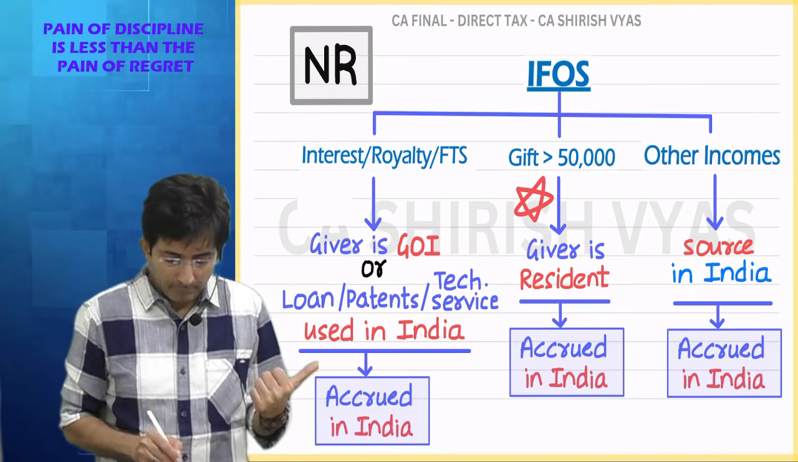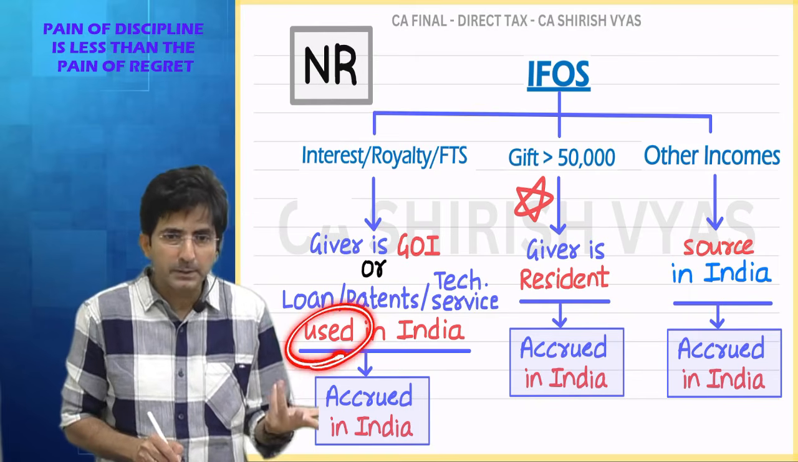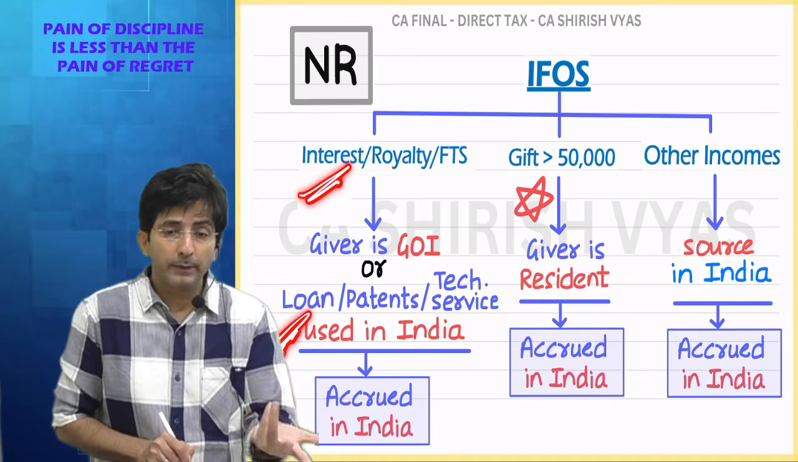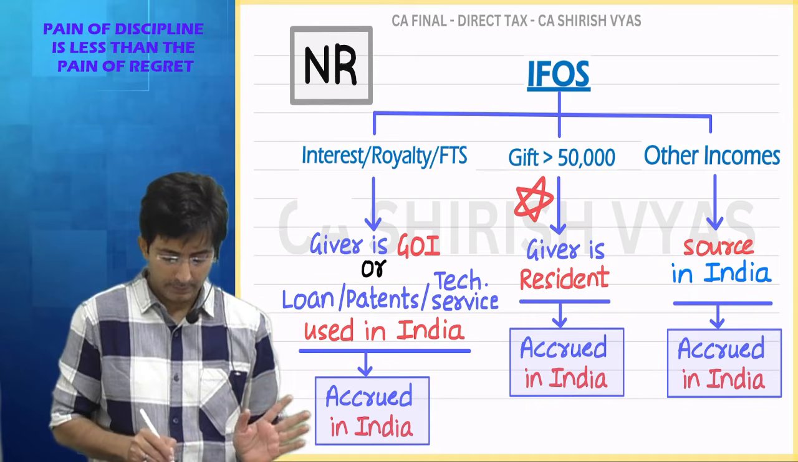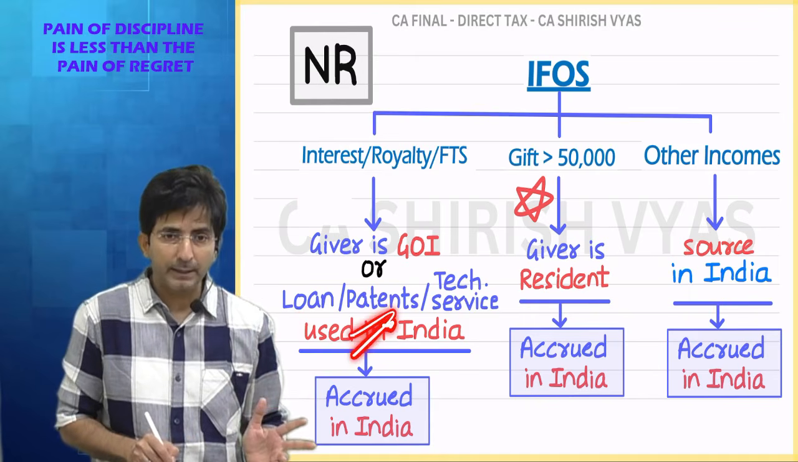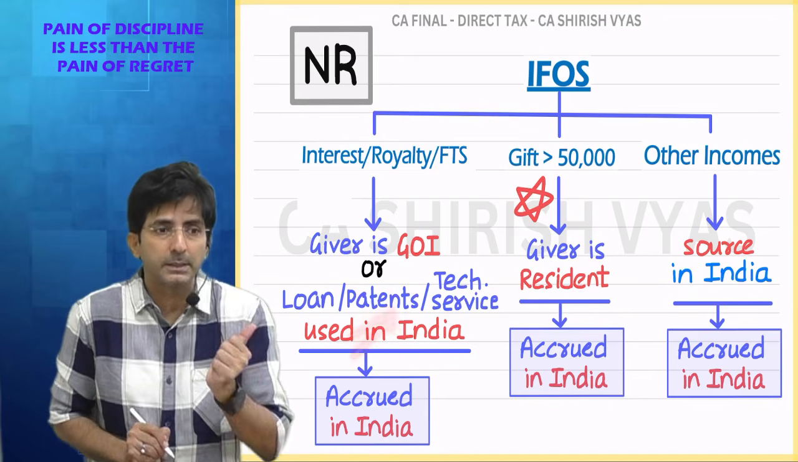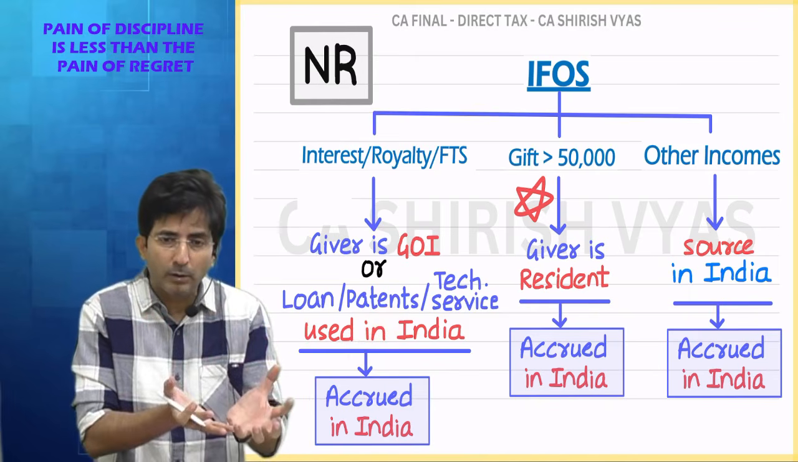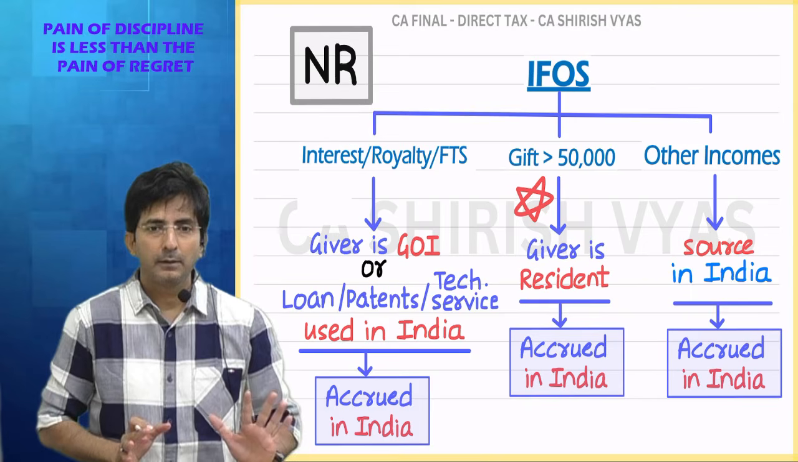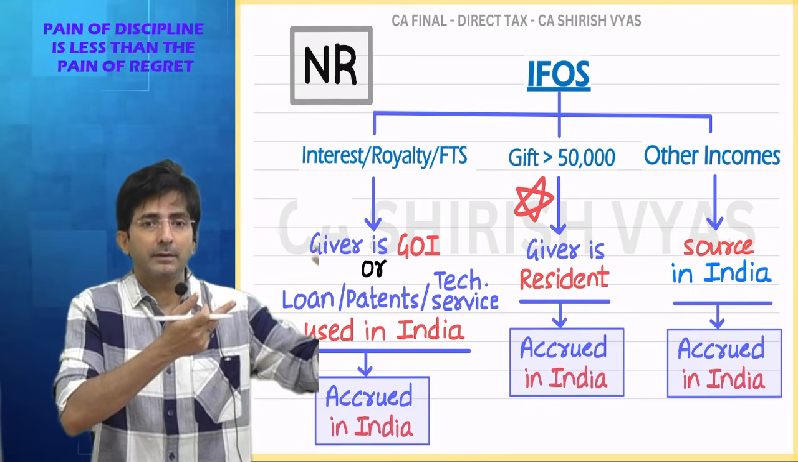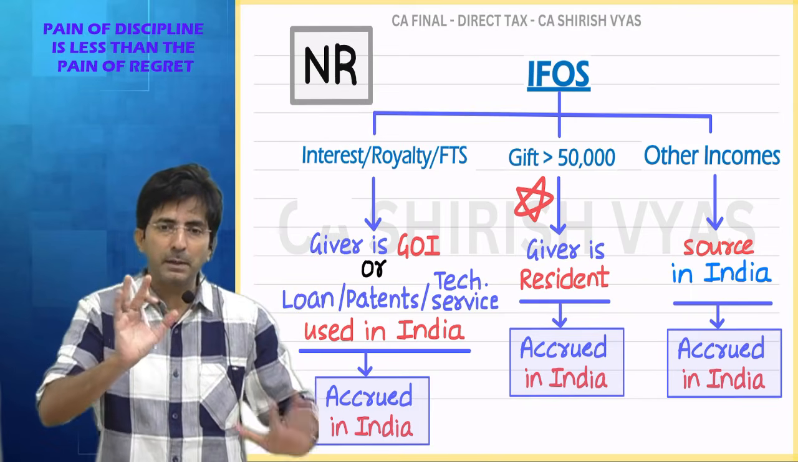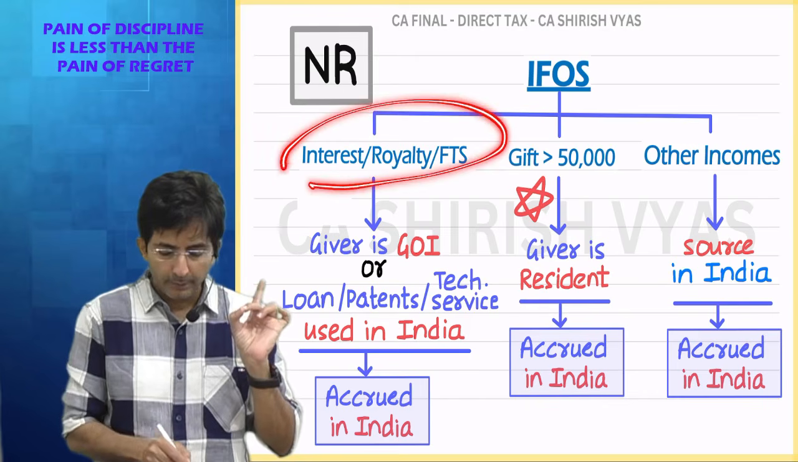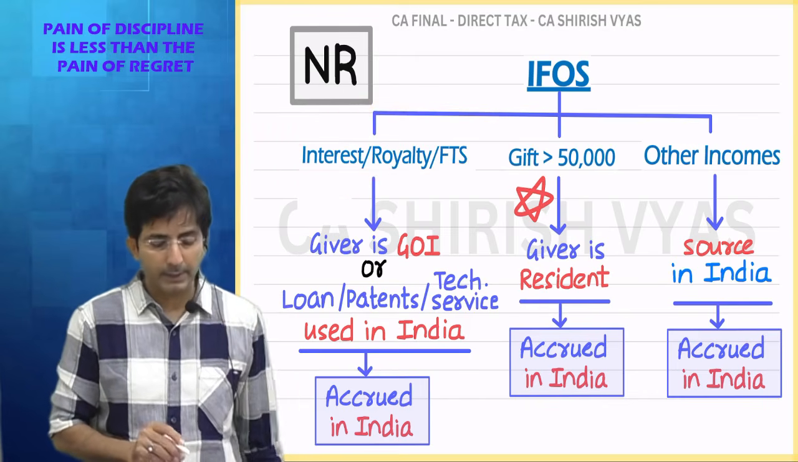Okay. So see, use means it is used for which business? Like interest is for the loan. So loan is used in which business? If it is for Australian business, accrued in Australia. And if royalty is there, it is for patent. So patent is used in which business? So you have to check the use of underlying loan, patent and technical service. Don't see Shirish is giving. The best dialogue is: banda mat dekh, dhanda dekh. But this protocol you have to follow when interest, royalty and fees for technical service.